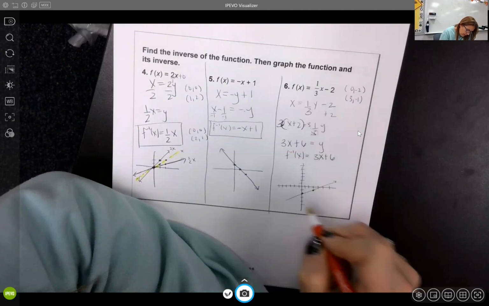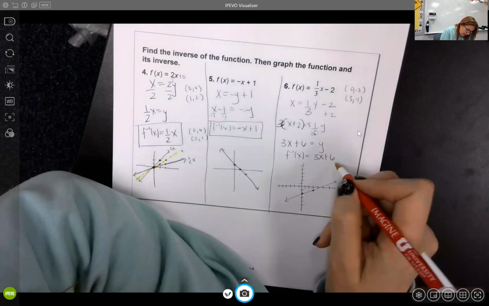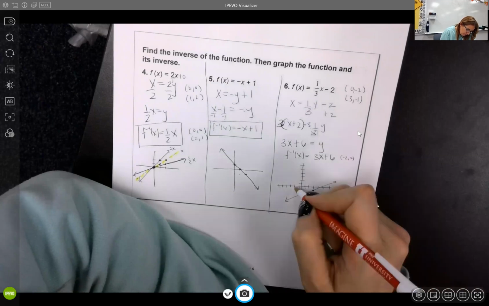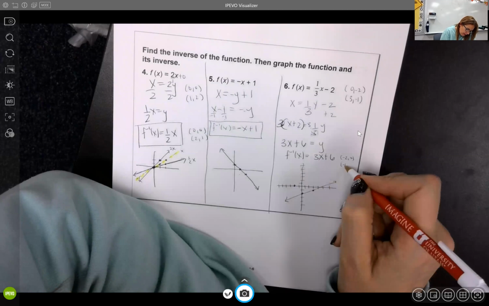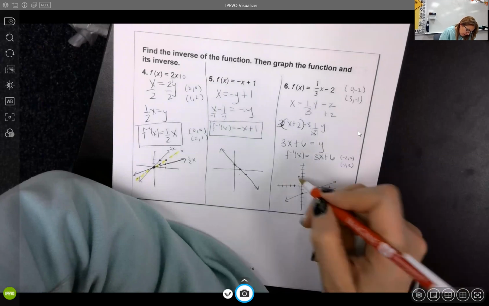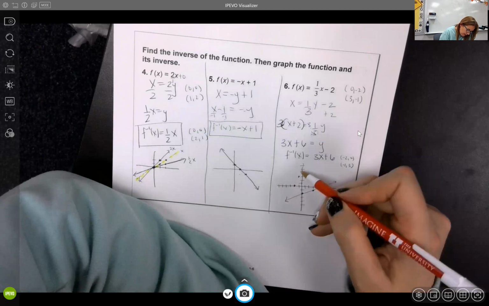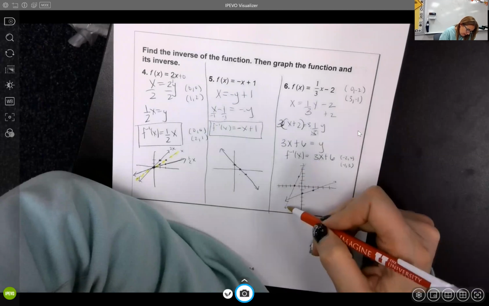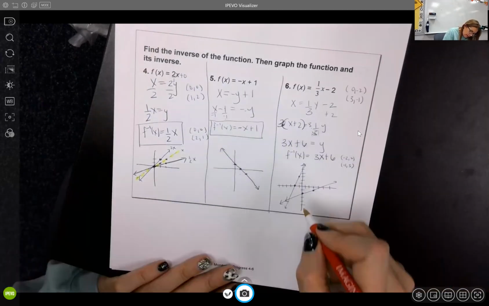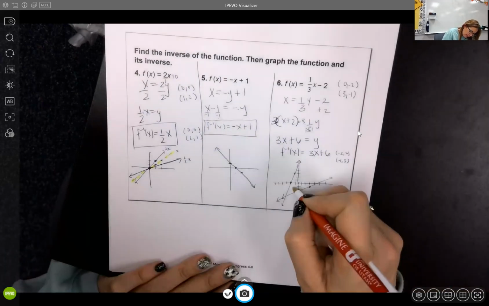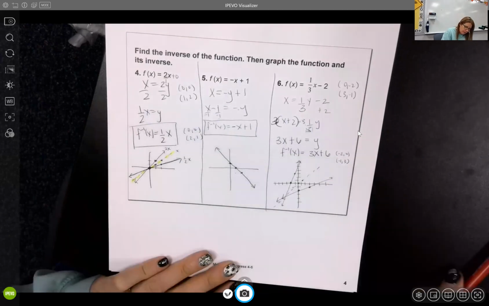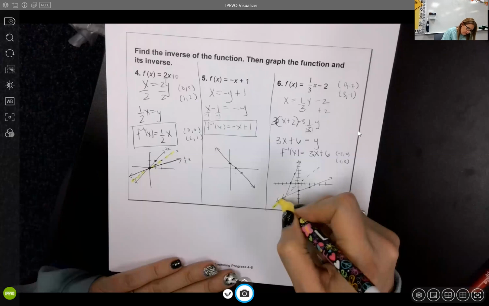And then remember, with this equation, we do the opposite. So we're going to do negative 2, 0. And then negative 1, 3. So it's right here. So when I connect these, you could see they're going to cross way down here. And if I do that line, the y equals x line, it's going to look like this and come right through the middle of those, okay?